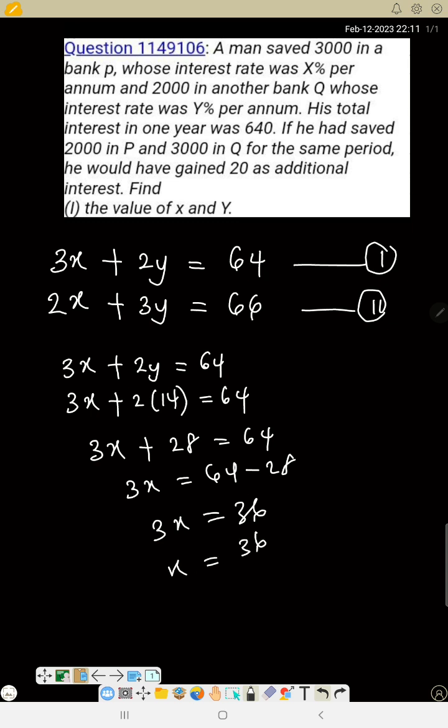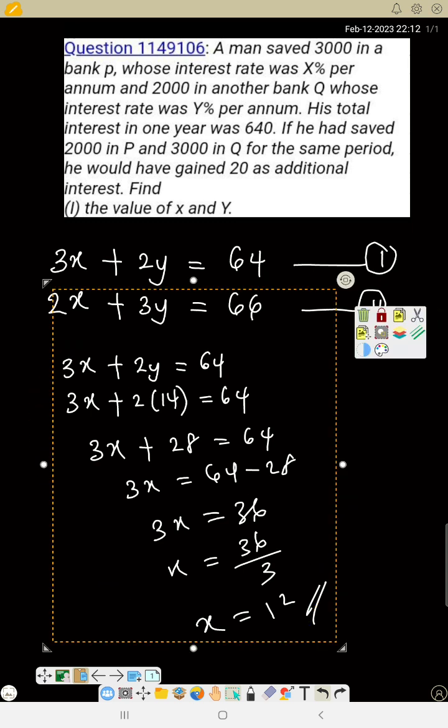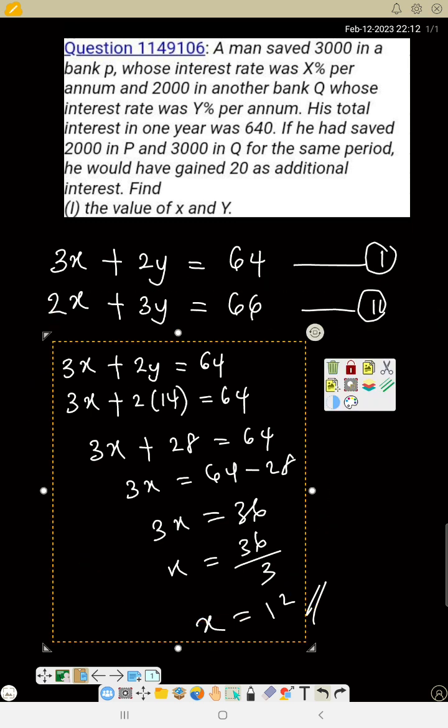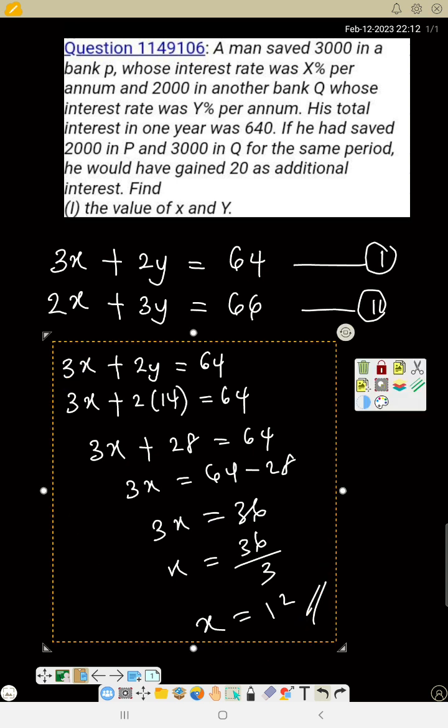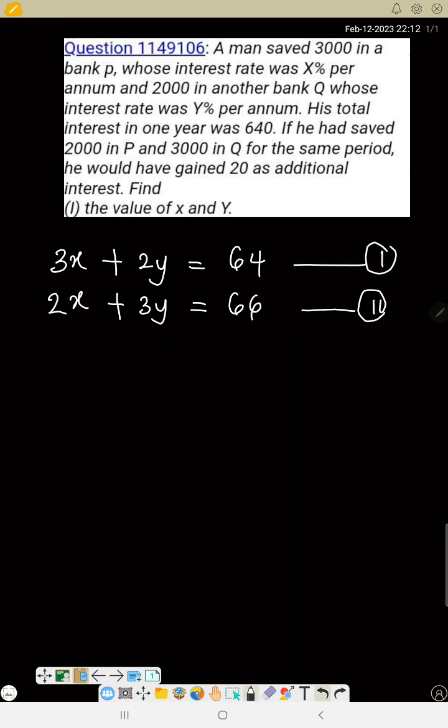x is equal to 36 over 3. x is equal to 12. So that means we have known our x and y. So x is 12 and y is 14. So x is equal to 12% and y is equal to 14%. So that's the answer.